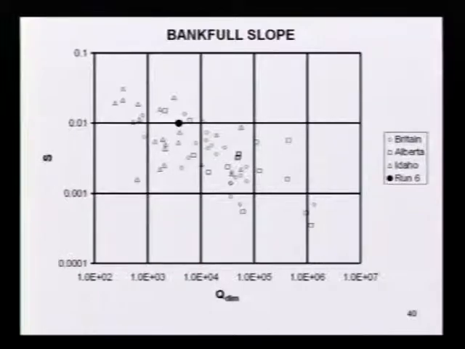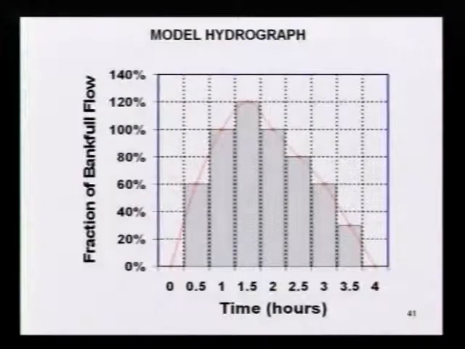And based on this, we could say that we had a pretty good model of the processes that occur in the coarse gravel bed streams of Idaho. There's our model hydrograph. It is a scale model of a short, flashy hydrograph characteristic of steep mountain streams.